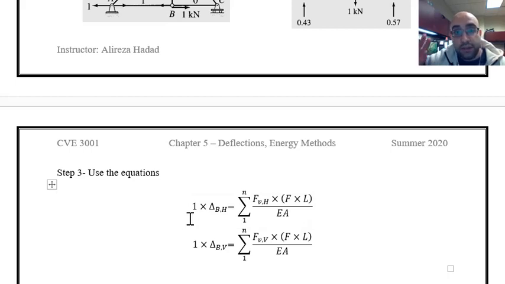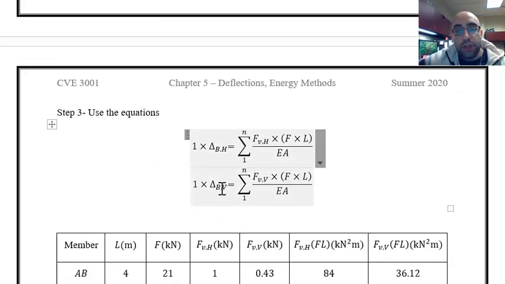One, which is that unit load multiplied by the deflection is equal to the summation of virtual force in each of the truss members multiplied by the force because of the actual loading multiplied by length over E and A. And this is for finding the horizontal deflection at point B. For the other situation in which I want to find the vertical deflection at joint B, the formula is the same. The only thing that changes is the parameter.